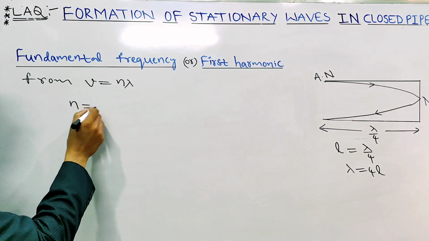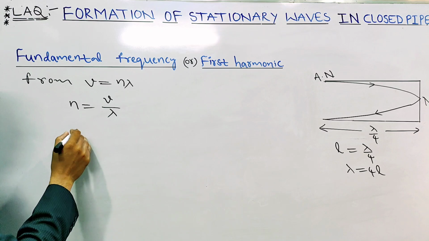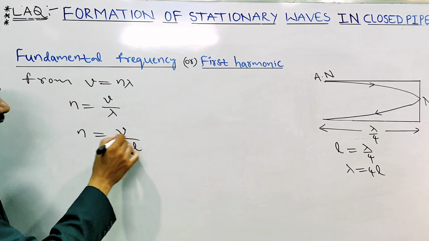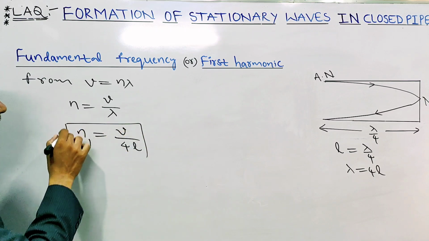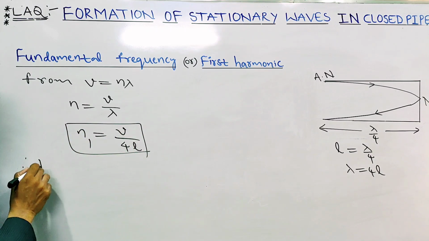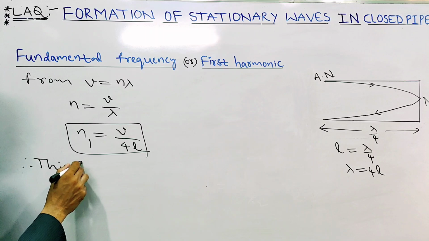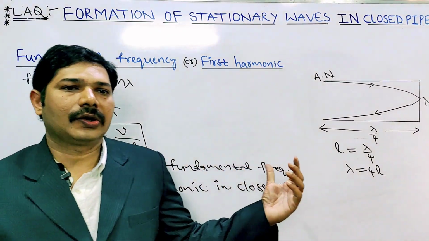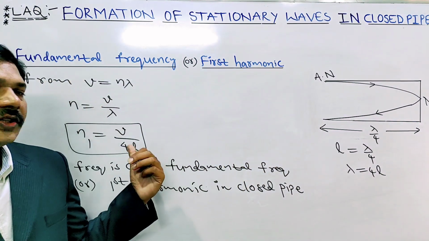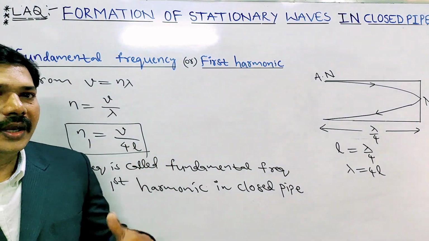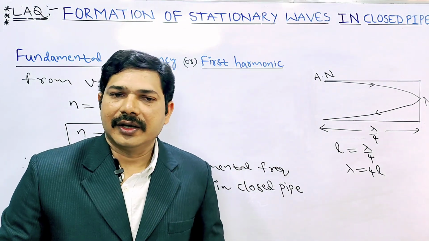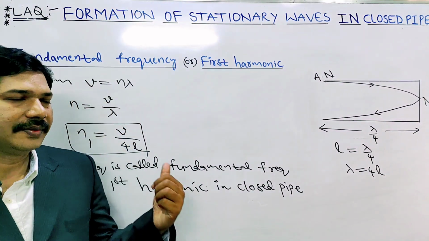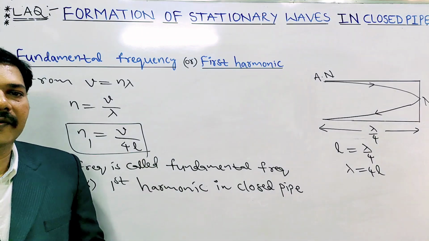N equal to V by lambda. Substituting the value of lambda, N equal to V by 4L. Therefore this frequency is called fundamental frequency or first harmonic in a closed pipe. N1 equal to V by 4L. In open pipe we got fundamental frequency N1 equal to V by 2L. Observe the variation here: V by 4L.